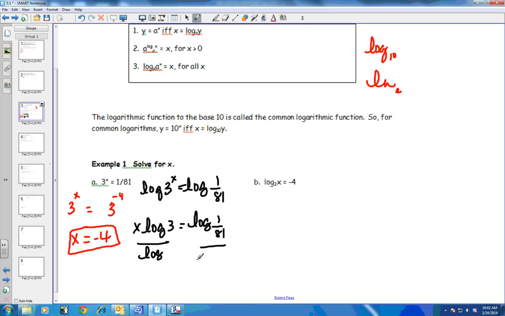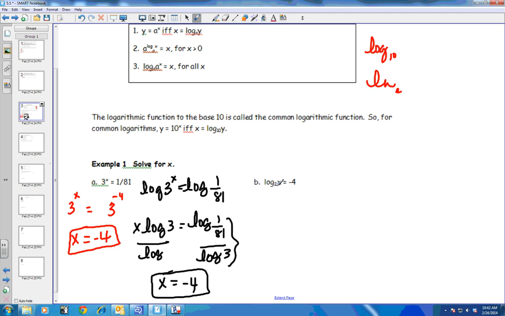And then solve for x. Divide by log 3. So x equals, now I know this looks weird, but if I put this in my calculator, when you have a log button on your calculator, on the left-hand side, when I plug this in, I get negative 4. So either way, you're going to get the same answer.